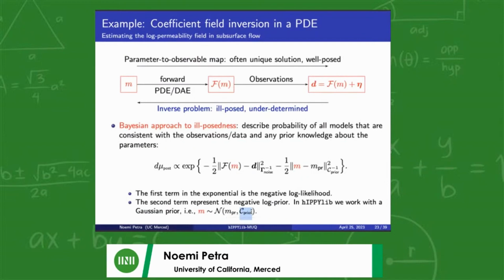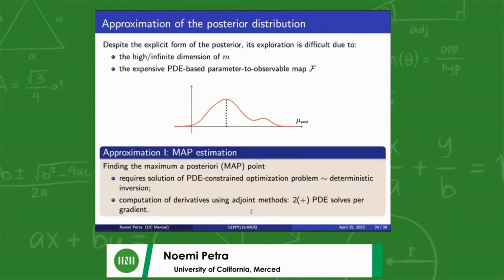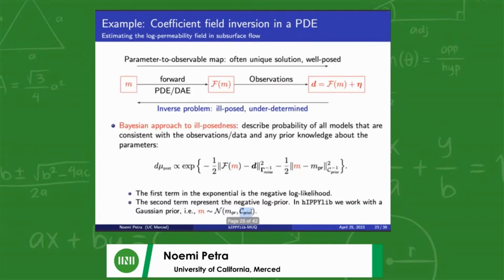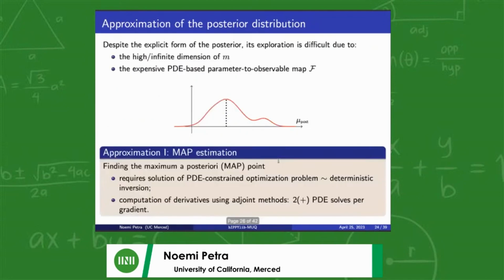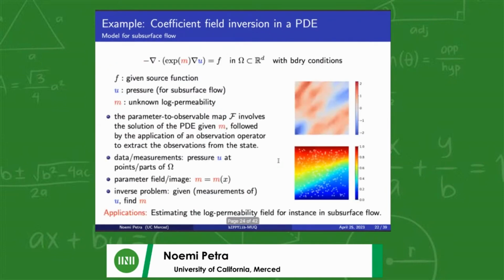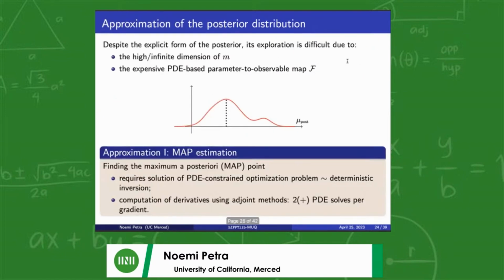Okay, so what's the first thing you do? You approximate the posterior, because despite this nice explicit form of the posterior, its exploration is difficult due to the high-dimensional nature of the parameter and the potentially expensive PDE-based parameter-to-observable map. In this case, perhaps it's simple, but I mentioned the ice sheet flow, which is governed by a nonlinear Stokes. So at every evaluation, you need to do some sort of Newton iteration to solve a nonlinear PDE, and so it can be very expensive.